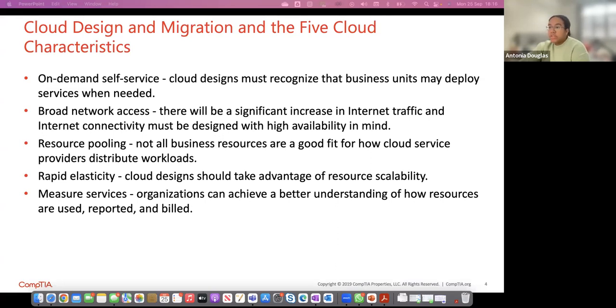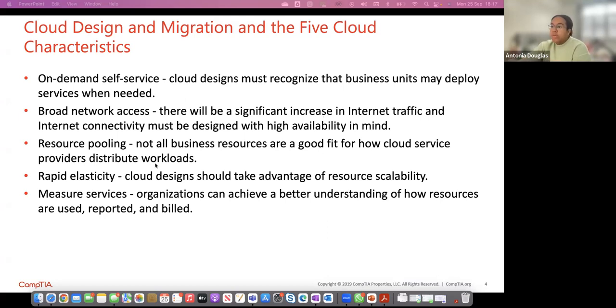Broad network access. So looking at, there will be a significant increase in internet traffic, and internet connectivity must be designed with high availability in mind. High availability is a concept we're going to go into more detail around, but specifically around this increase in network traffic, you have to consider those when designing your cloud in terms of how many assets you'll have on network, and additionally, if you have the capacity to maintain all these devices.